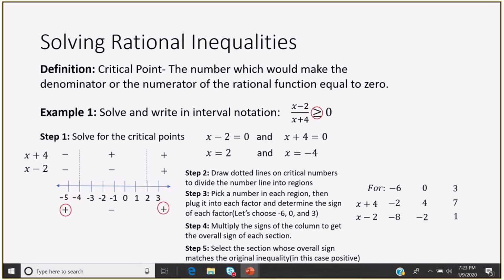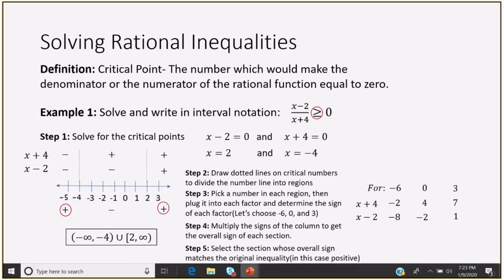Now all I have to do at this point is describe that region in interval notation. So the leftmost region is from -infinity up to -4, and the rightmost region is 2 up to +infinity.